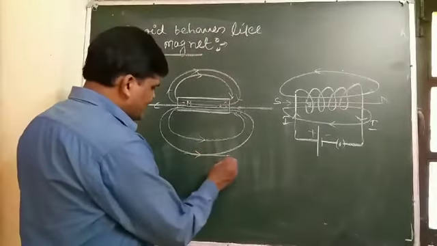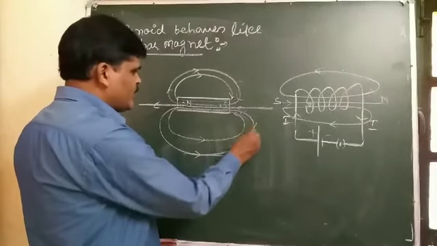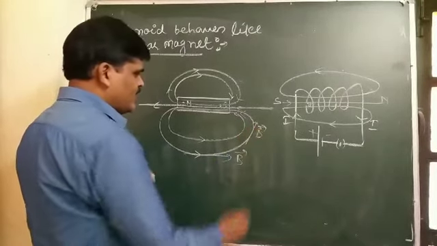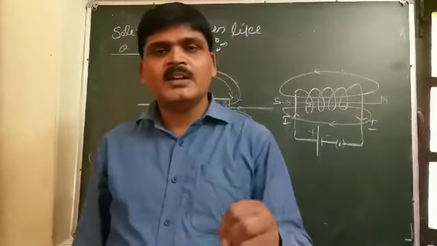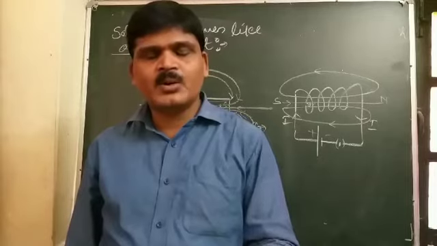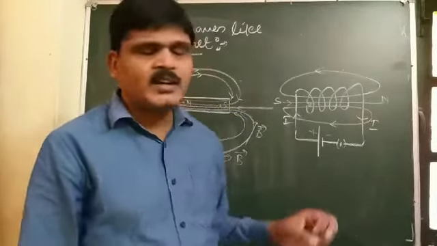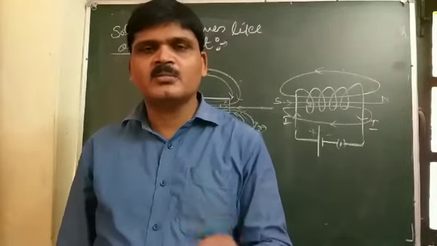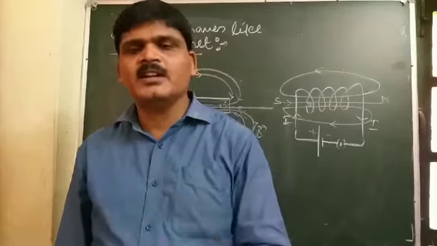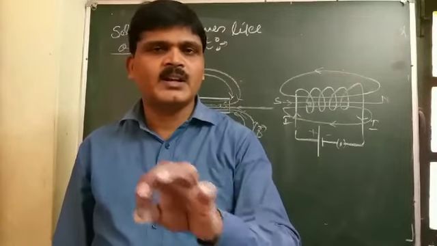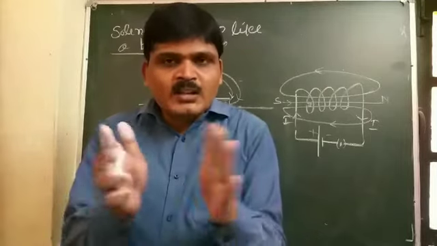If you draw a tangent at any point on the magnetic field lines, it gives the direction of the magnetic field at that point.